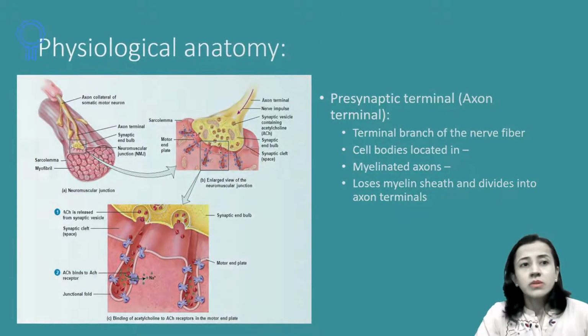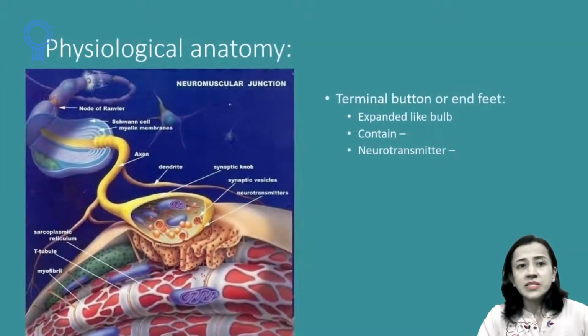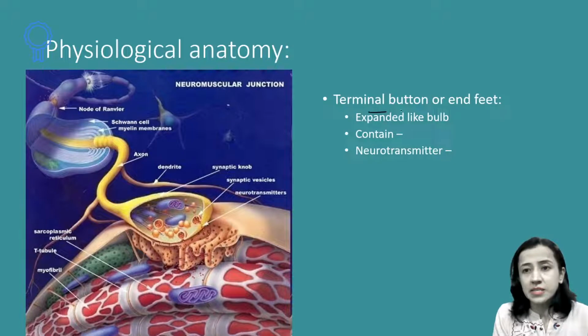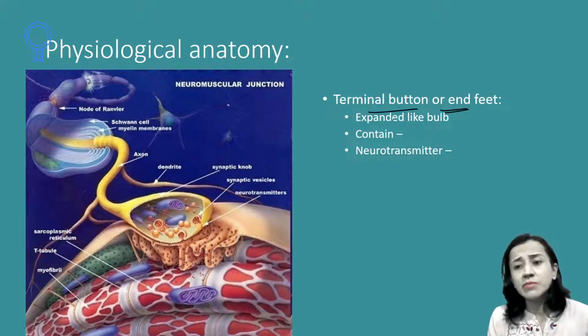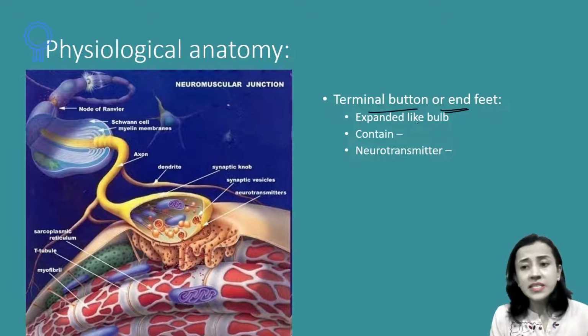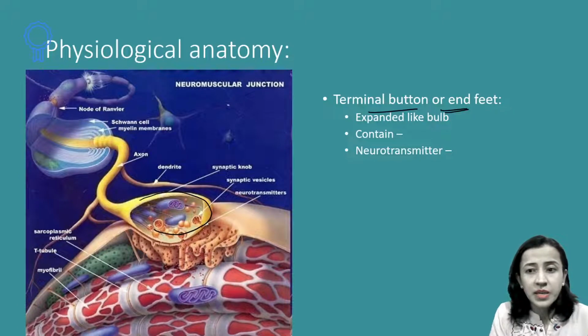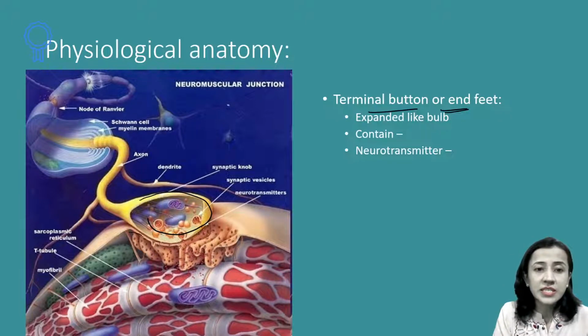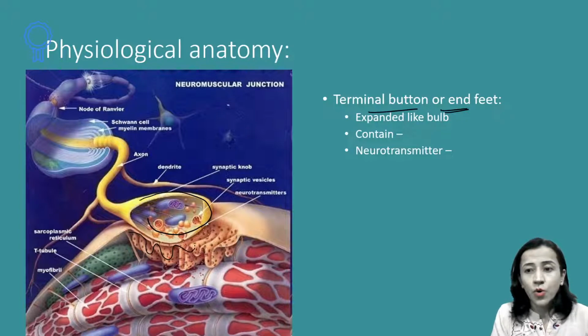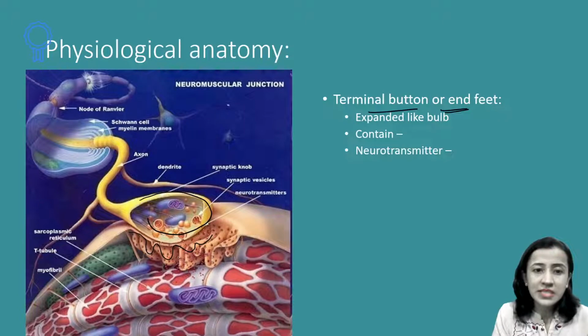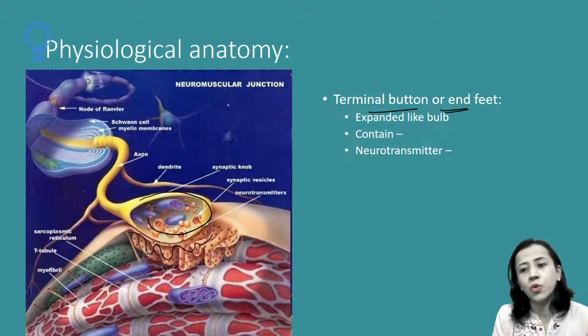Now, these terminals are known as terminal buttons or end feet. What are these terminal buttons? These are expanded like a bulb, you can see here, and they are known as terminal buttons. They are in close contact with the sarcolemma of the muscle, and through the sarcolemma, that is the cell membrane, it is in contact with the sarcoplasm.